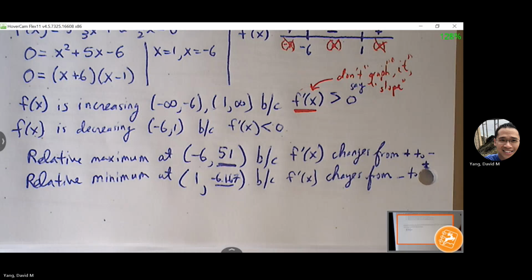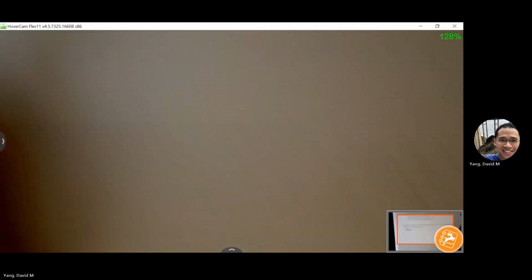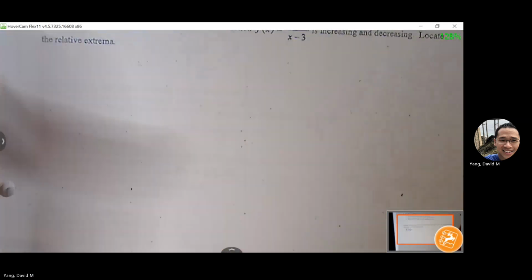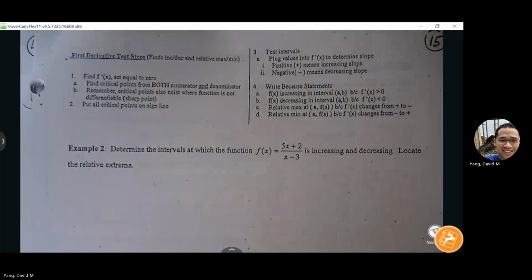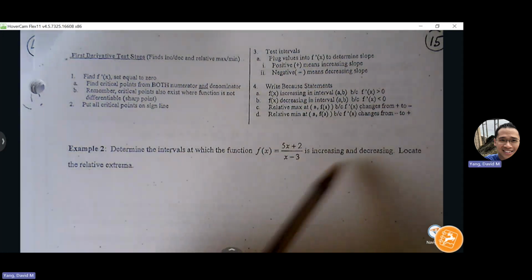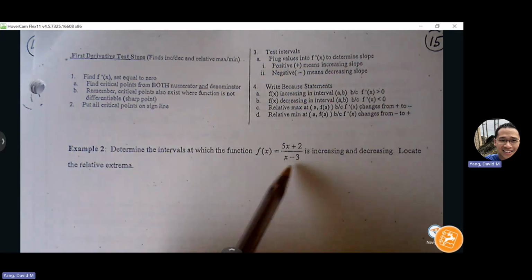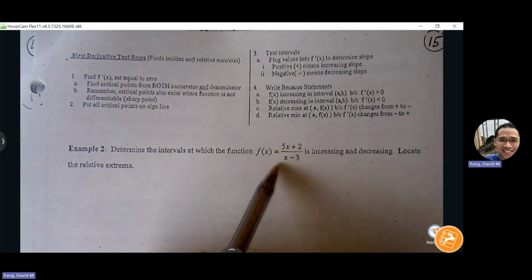Okay, next page. Example 2. Determine the intervals of increase, decrease. If there's any relative extrema, find them as well. We know that all of our increase, decrease is going to come from f prime. But if I want to find f prime, I got to involve what? Quotient rule.